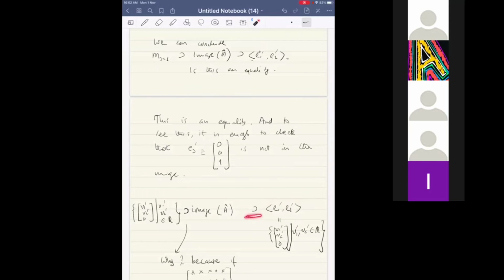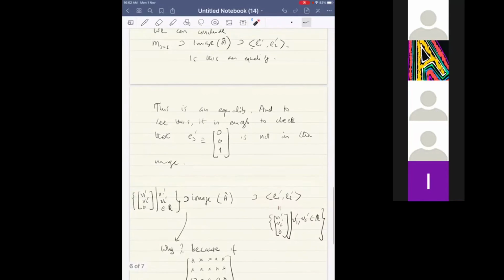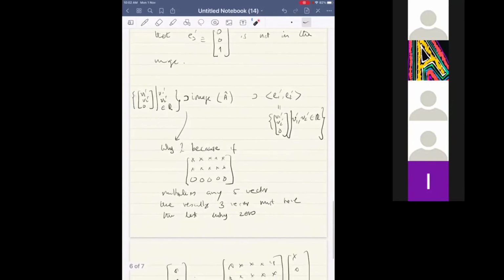Now I want to prove that this is an equality. To prove that, I take this guy and put it here, and then I prove this equality. Once this contains this and is contained in it, then they must be equal. So now I have to show that the image of A hat must be contained in the set of vectors with the last entry 0. But A hat is a matrix of this kind where the last row is 0. I don't need that it's a row echelon matrix, etc. All I need is that the last row is 0.